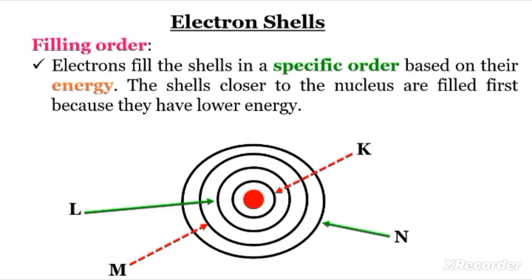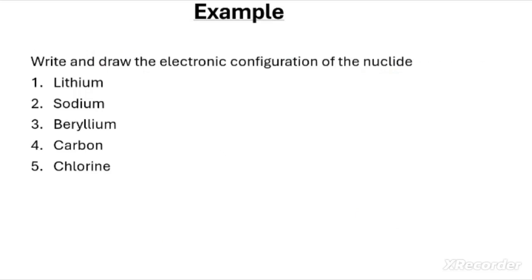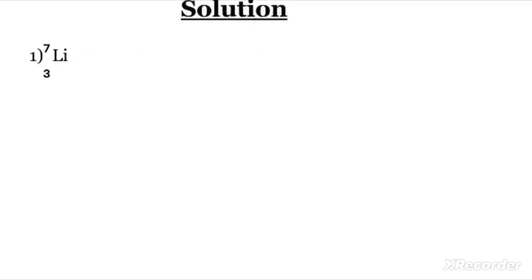Okay, so we have a question here. Write and draw the electronic configuration of the following nuclides. Number 1, lithium. Number 2, sodium. Number 3, beryllium. Number 4, carbon. Number 5, chlorine. Okay, so we are asked to write and draw the electronic configuration.